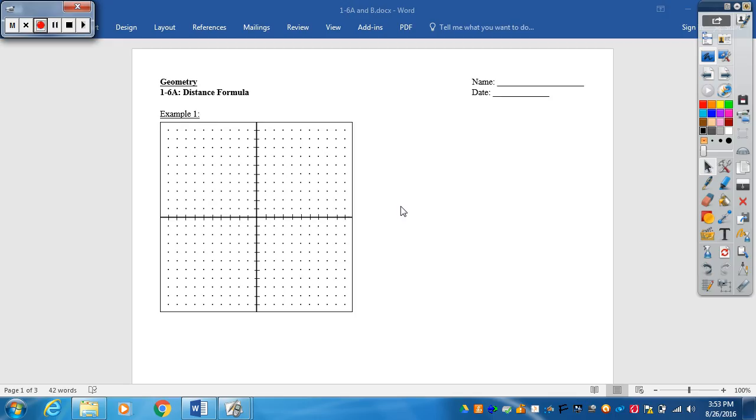I'm about to walk you through the distance formula. Some of you may have dabbled in the distance formula in previous years, but I really want to get into why it is what it is, and make sure we understand that. Before we do that, we want to get into the coordinate plane because we're going to be using that quite a bit.